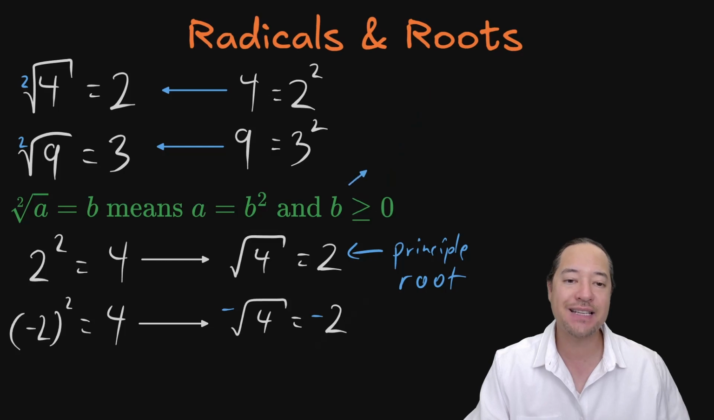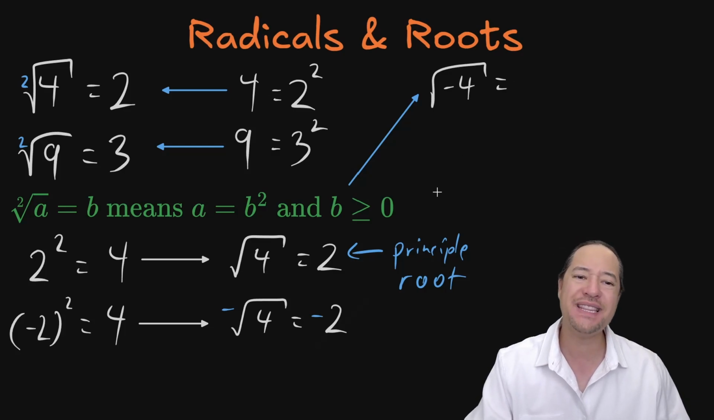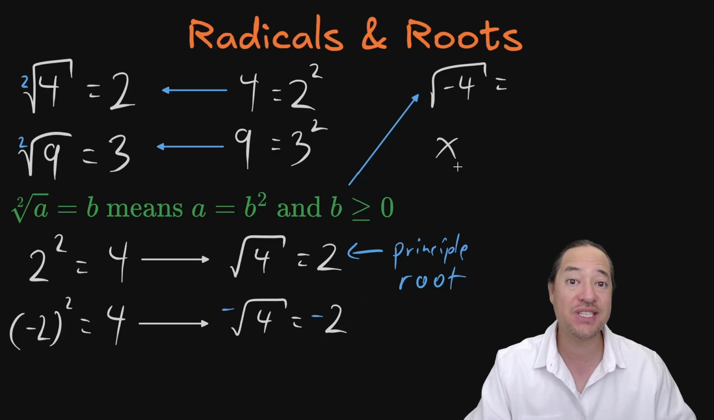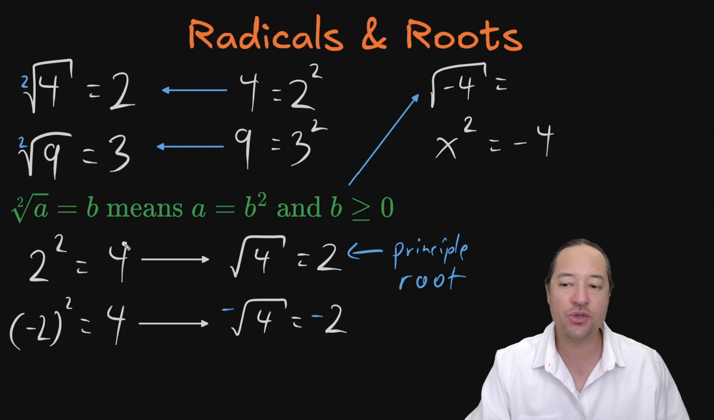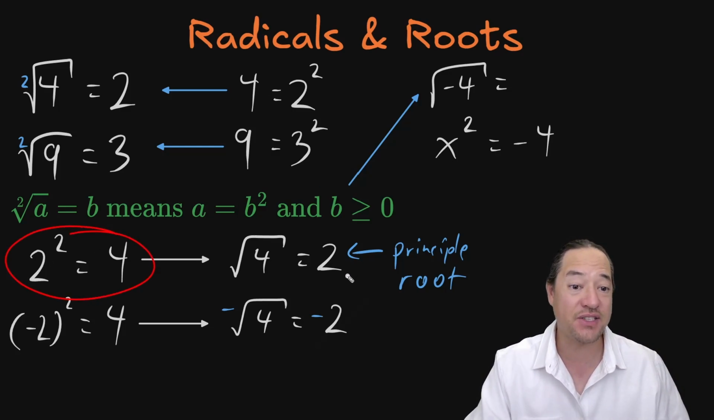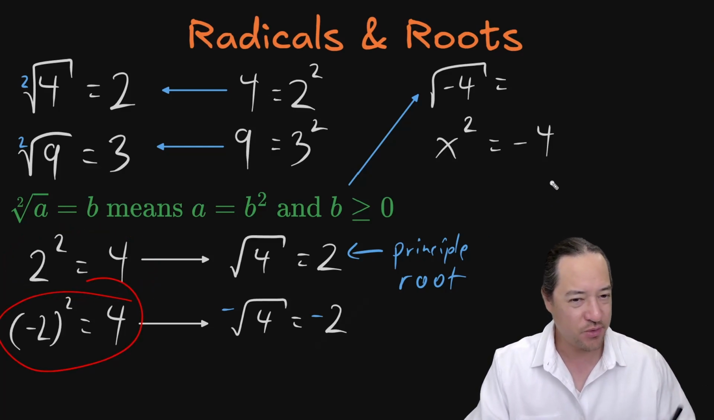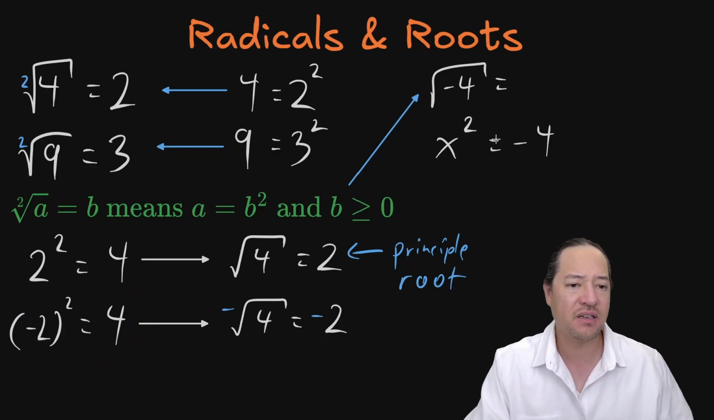So this actually brings up an interesting question. What would happen if I took the square root of a negative 4? What would this give me, right? So what this means is there must be some number, let's call this x, that I can square to give me a negative 4. What could I do? Well, I can't do 2 squared because 2 squared is going to be a positive 4. And I can't do negative 2 because negative 2 squared is also a positive 4. So it turns out there is no real number that I can square to give me a negative number. This is impossible.